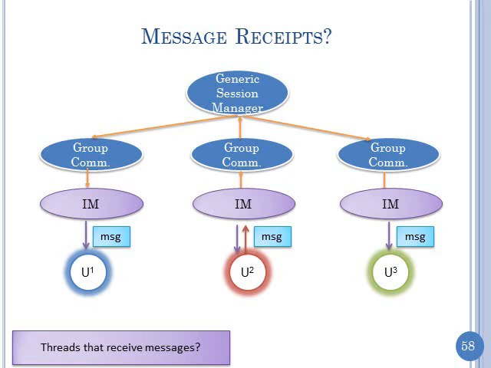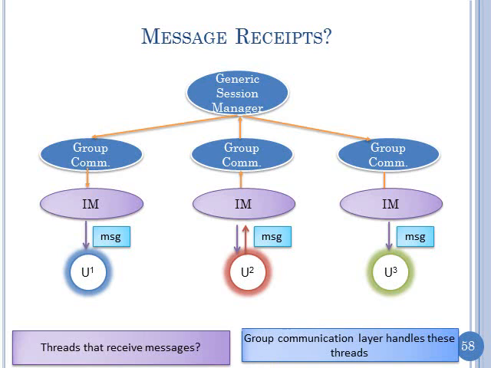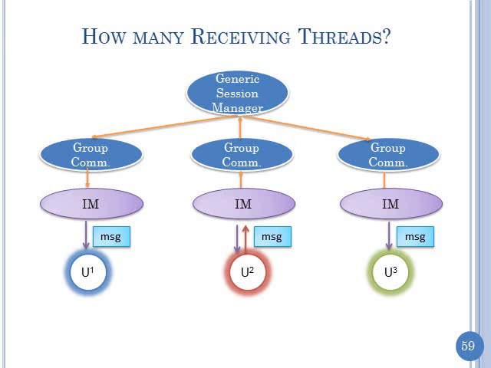Okay, so ultimately, then you have to decide. What happens with RMI is that if you have multiple RMI calls from different sites, they get serviced by different threads. Or in fact, I think RMI doesn't even allow multiple RMI calls from the same site. So the group communication layer handles these threads, and the question becomes: how many receiving threads should we have?